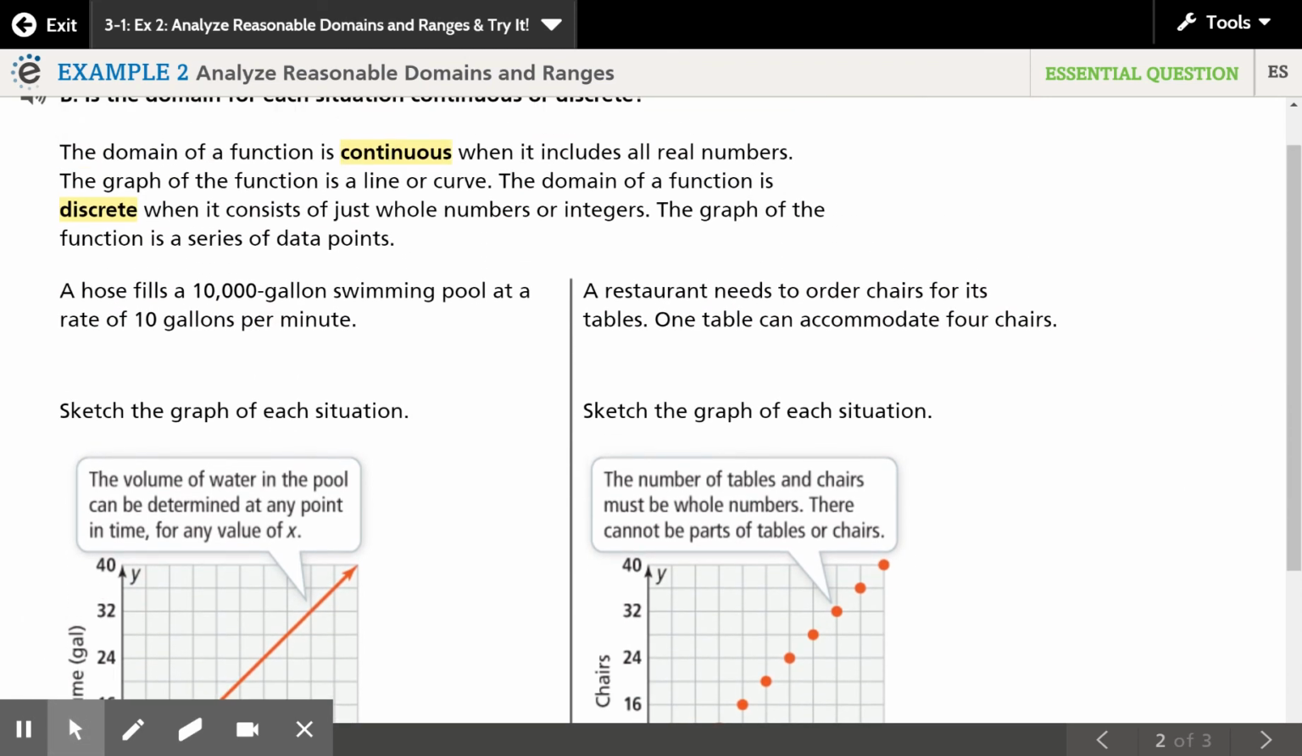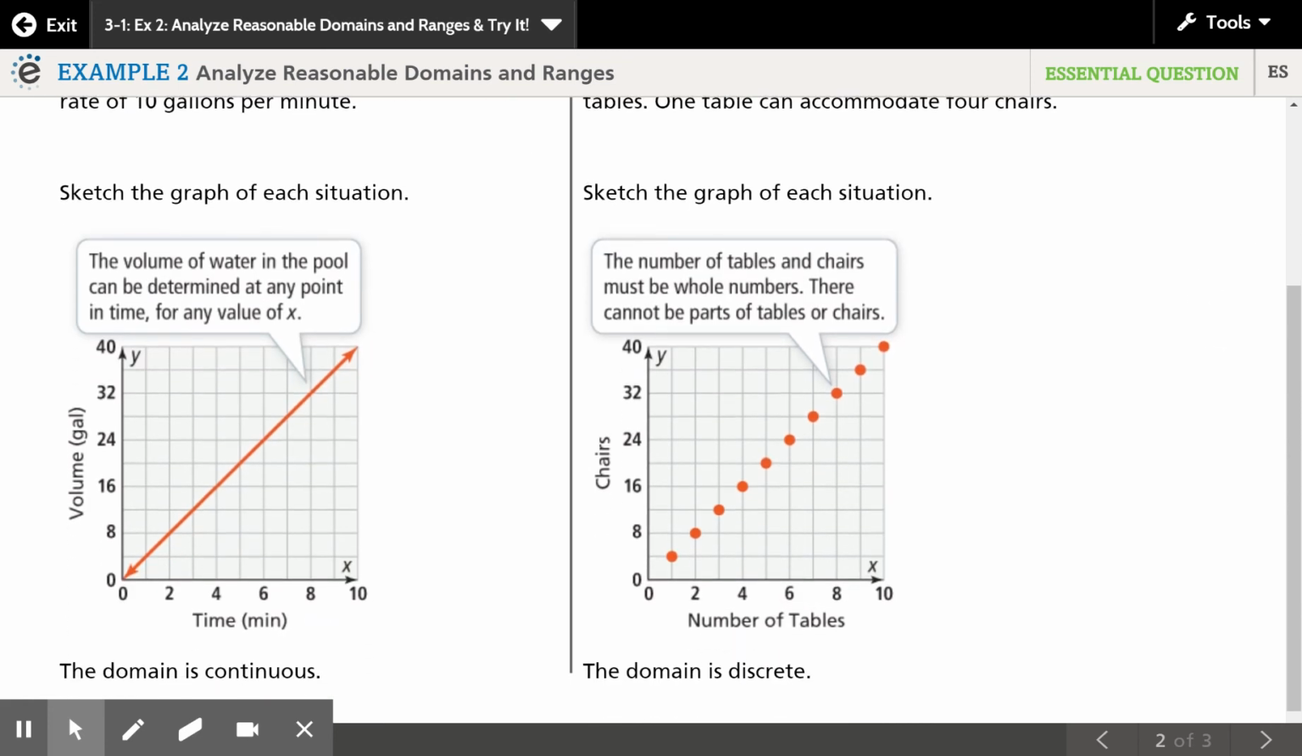So once again, the domain of a function is continuous when it includes all of the numbers. Like time. Time can be 5.5 hours, 5.25 hours. You can have those numbers. Discrete when it is just whole numbers or integers. In this case, it's whole numbers for the tables.